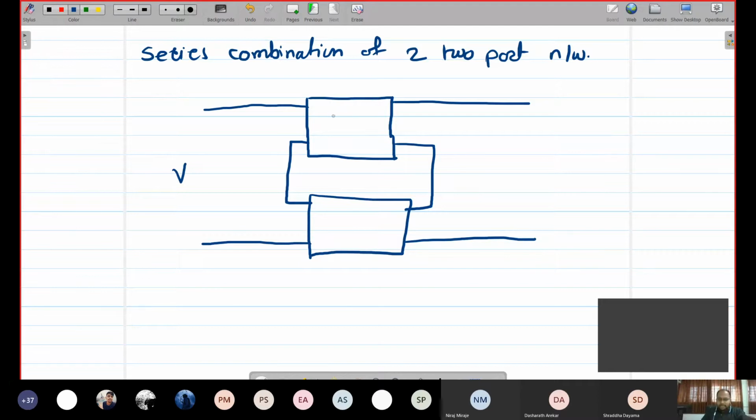So let us mark this as the X network, and let us mark this as the Y network. Now this Y network is not the Y parameter. Remember this, don't get confused. Over here we are going to use Z parameter equations only.